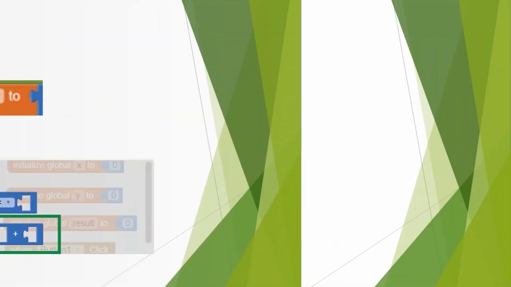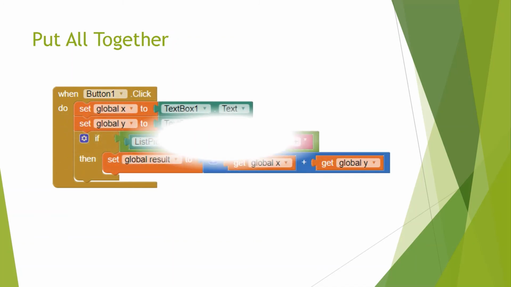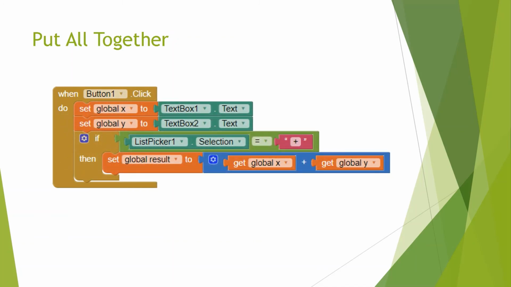Now, we will set addition operation parameters. From left side blocks select variables. Select get variable, and select X from drop down. Drag it as first parameter to addition operation. Again select get variable, and select Y from drop down. Drag it as second parameter to addition operation.